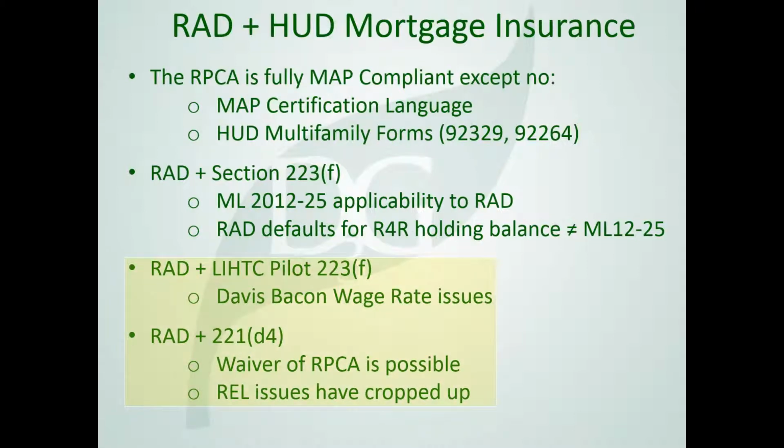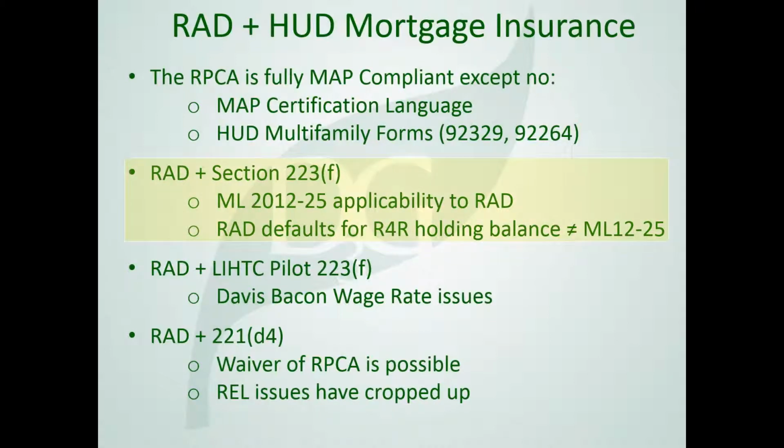The second and third bucket of RAD projects I discussed may access the HUD mortgage insurance industries for debt and equity structures. So for projects that will pursue FHA mortgage insurance programs, understand that the RPCA is fully MAP compliant, with the exception of some certification language that it omits that we can add to a rider, and there are some specific HUD forms required for the Multifamily Accelerated Process program, notably the reinsurance form, the 92329, and the appraisal form 92264.